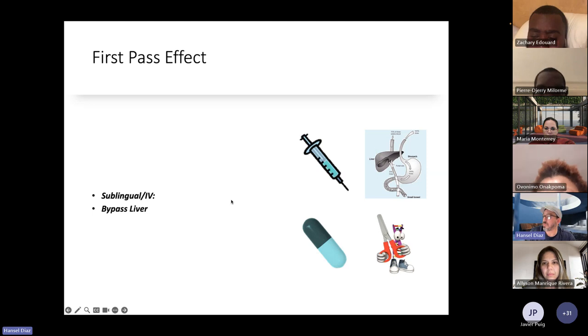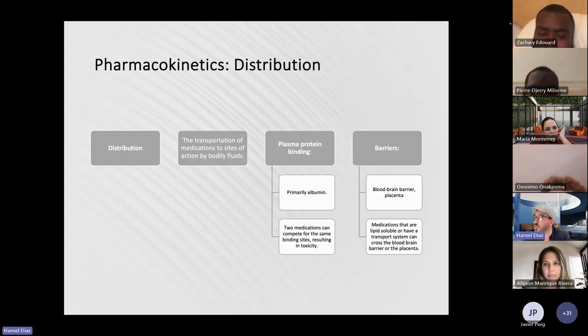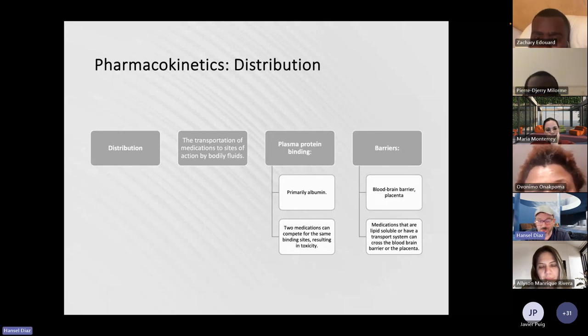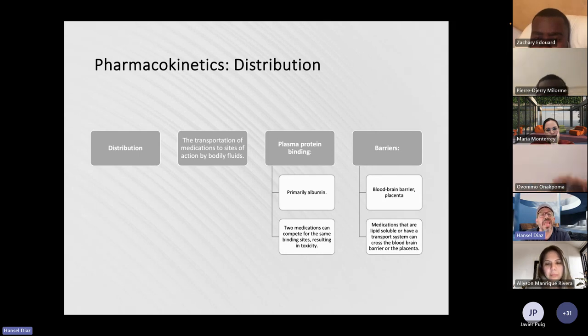So far, so good, guys. So distribution is the transportation of medications to the site of action in bodily fluid. Usually they attach to plasma protein, and the main protein they attach to is called what? Albumin. That's right. That's why it's so important to know the albumin level of your patients before you give medication. That's why every time you see all of those labs in your questions, the albumin level is a main subject. Two medications can compete for the same binding sites, and that will result in toxicity.